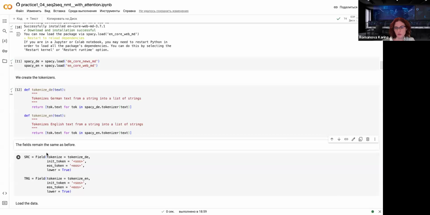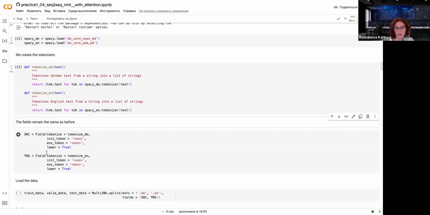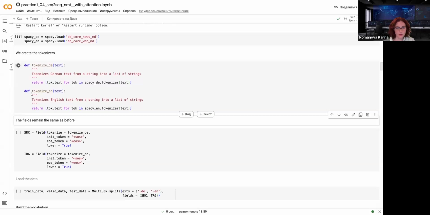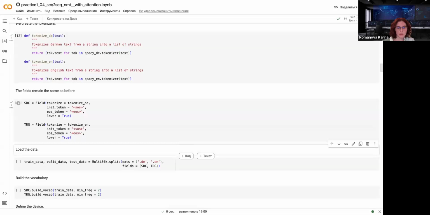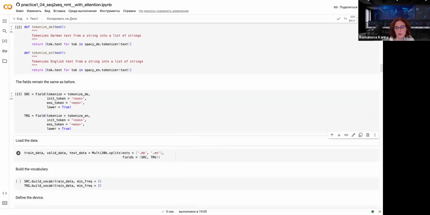So then we loaded German and English language models from spaCy to handle tokenization in both languages. This step is crucial because our dataset contains bilingual text data. Then we have this part of code with EOS tokens and others. The Field class from torchtext is used to define how the data should be processed. We specify that the text should be tokenized and converted to lowercase.